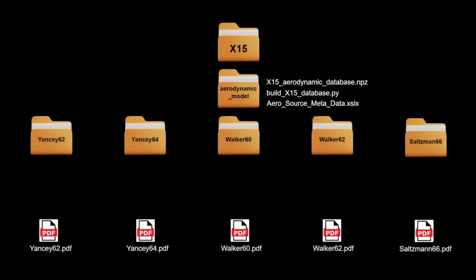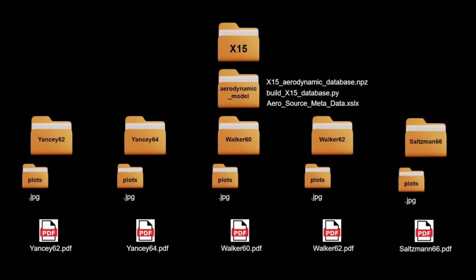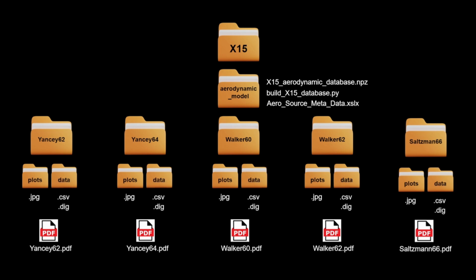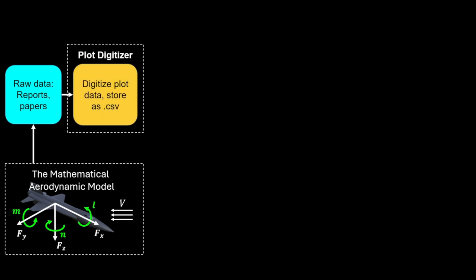Since each report is a potential source of data, they have their own folders named by the first author's last name and publication year. In each is a plots folder containing JPEG images for each report, and a data subfolder containing a digitized plot file .dig and the exported comma-separated variable file .csv. Now we return to the subject of filling the data folders from digitization of plots extracted from the reports.